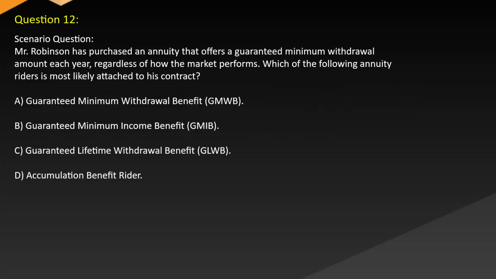Question 12. Scenario question. Mr. Robinson has purchased an annuity that offers a guaranteed minimum withdrawal amount each year, regardless of how the market performs. Which of the following annuity riders is most likely attached to his contract? A. Guaranteed minimum withdrawal benefit. B. Guaranteed minimum income benefit, GMIB. C. Guaranteed lifetime withdrawal benefit. D. Accumulation benefit rider.